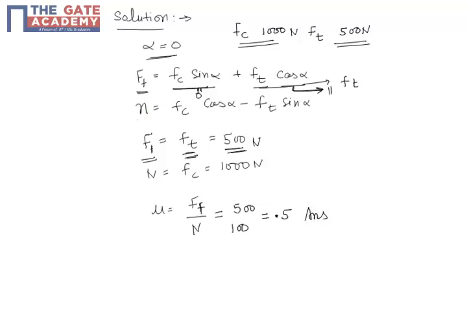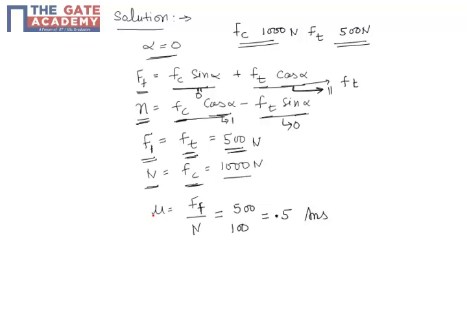Again, the normal force to this friction force is equal to Fc cos alpha minus Ft sin alpha. Again, the alpha value is 0, so this term will be equal to 0, because sin 0 is 0. Now see this equation, Fc cos alpha. When alpha is equal to 0, cos is equal to 1. So N is equal to Fc. The value of Fc is equal to 1000 Newton.